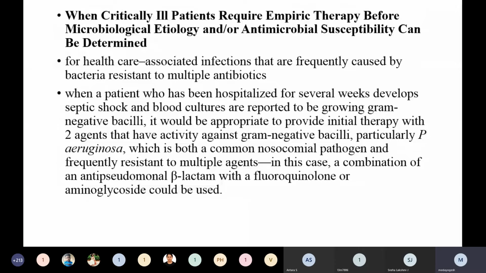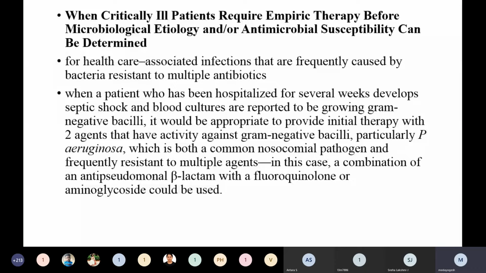As I told, if there is a serious life-threatening infection, when critically ill patients require empiric therapy because you cannot wait for the lab reports, go for combination. For healthcare associated infections or hospital acquired infections, usually they are caused by bacteria resistant to multiple antibiotics.